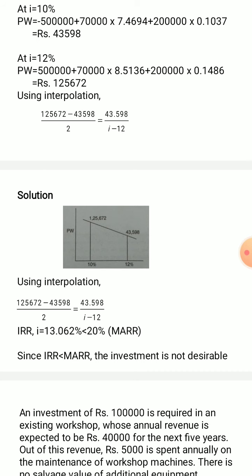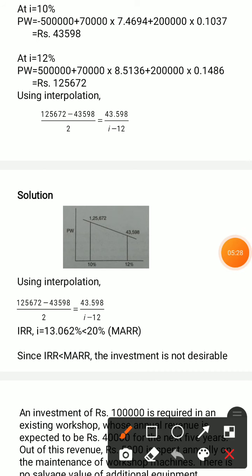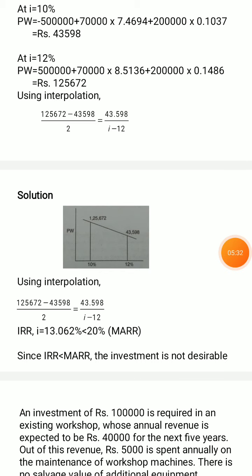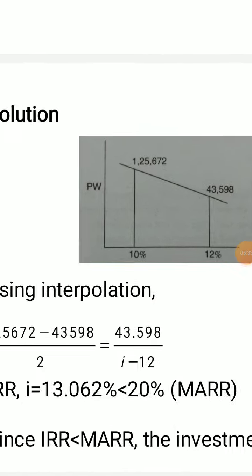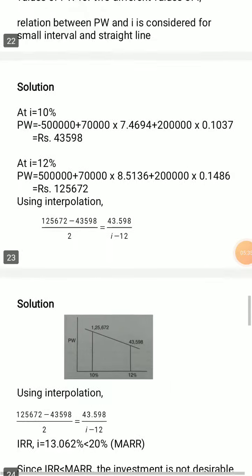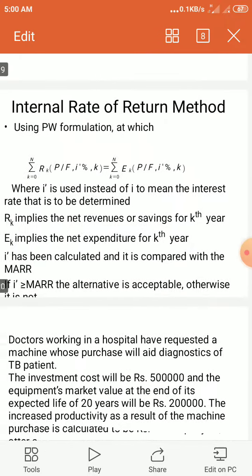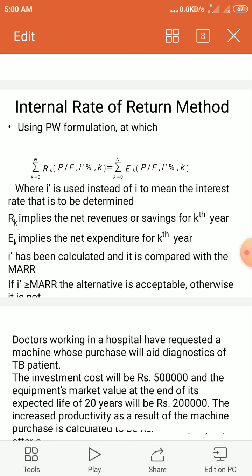Here, in this particular example, in the last example, we equate this cash outflow and cash inflow. In other words, if you take the difference between this cash outflow and cash inflow, it becomes zero.